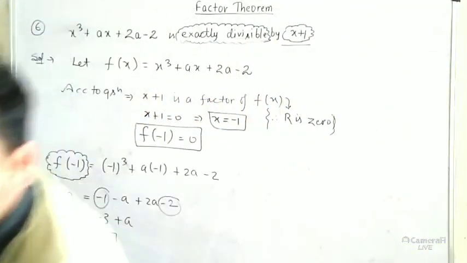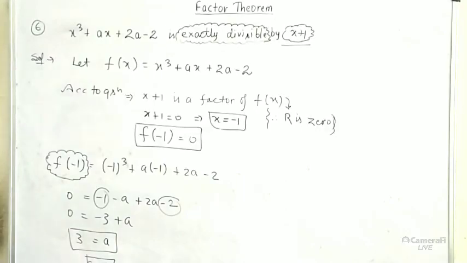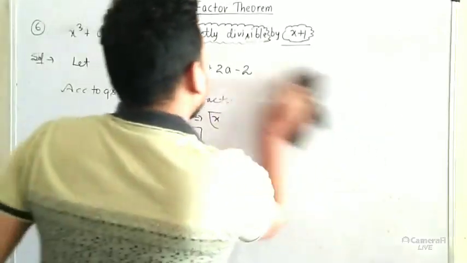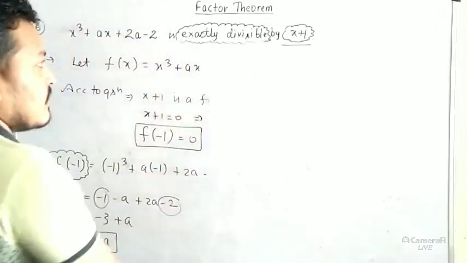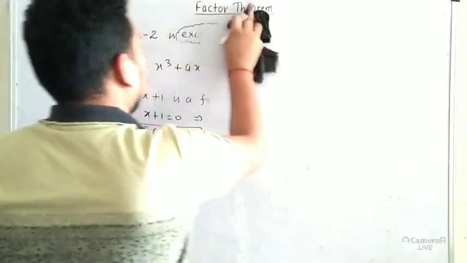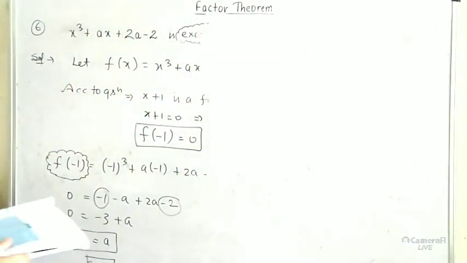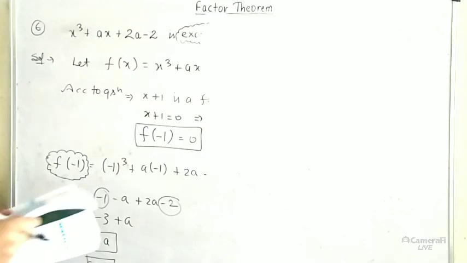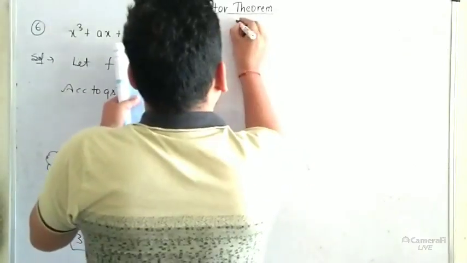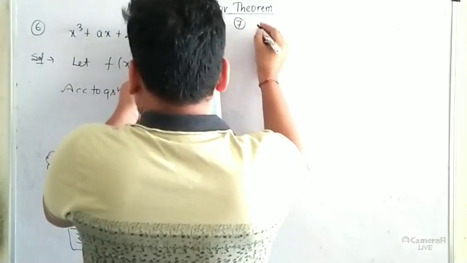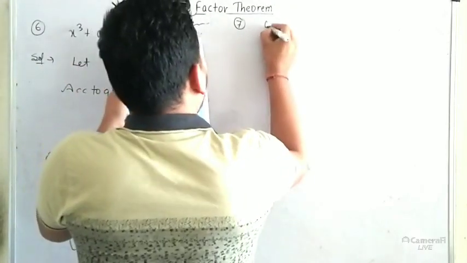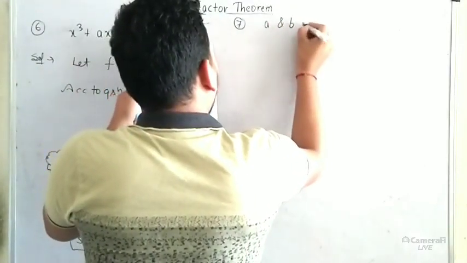Next is the next question, question number 7 I am taking here. Question number 7. Find the value of a and b.